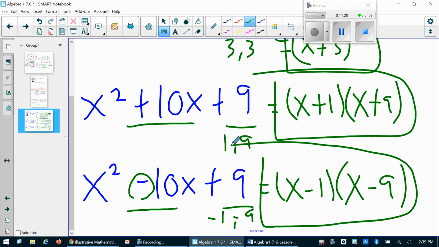So guys, that's basically it. That is basic factoring of trinomials.